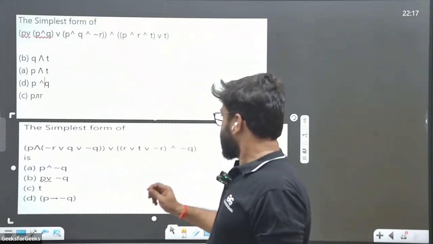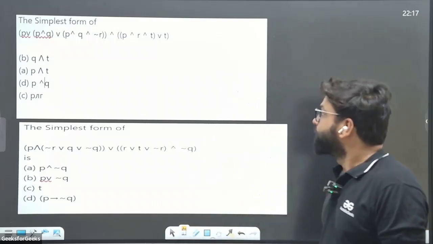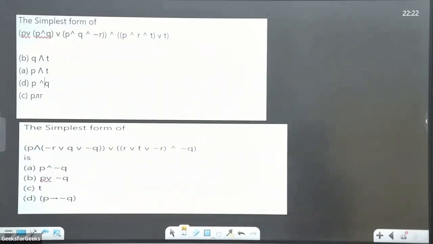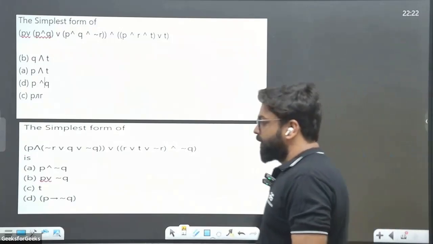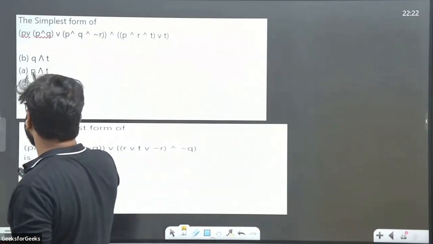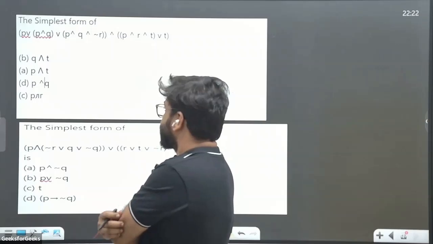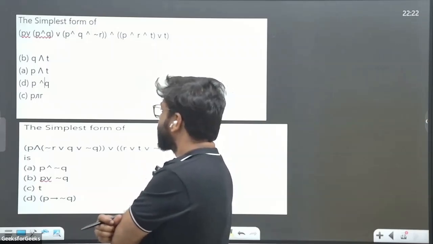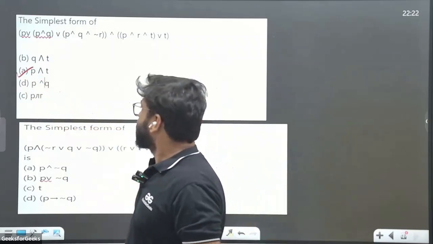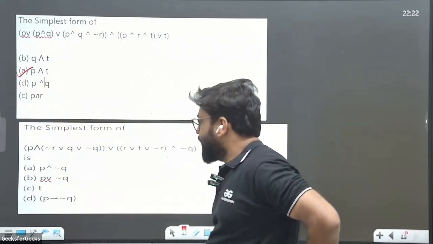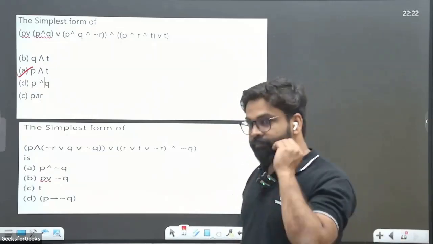Try to solve this also. Done? Both the questions? Yes or no? Yes, sir. What is the answer for the first one? P and T. Right, P and T. Second one, and for this, A?